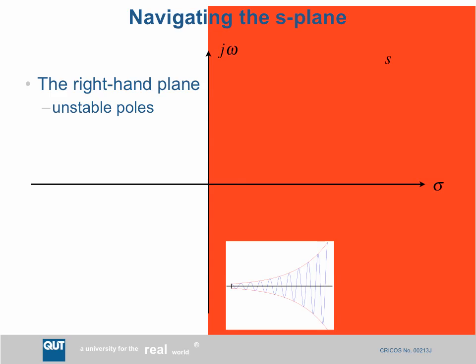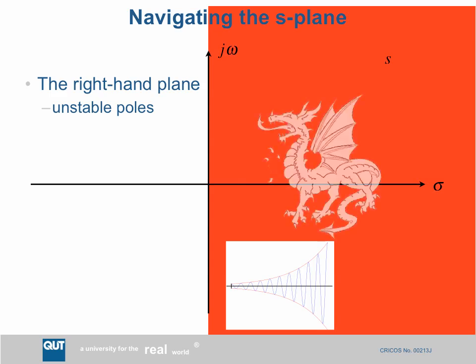Now in the old days, when people were drawing maps of the world and there were places that were scary or unknown, they painted dragons on them. So let's think of the right hand plane as where there be dragons. We don't want to be there.